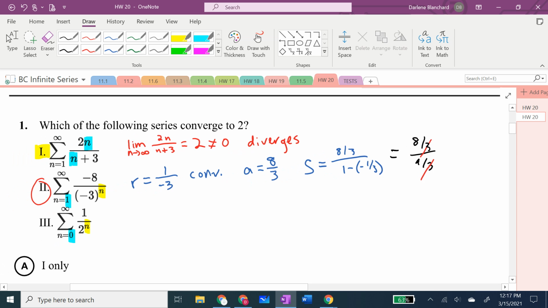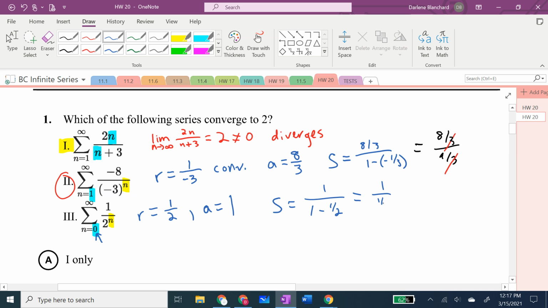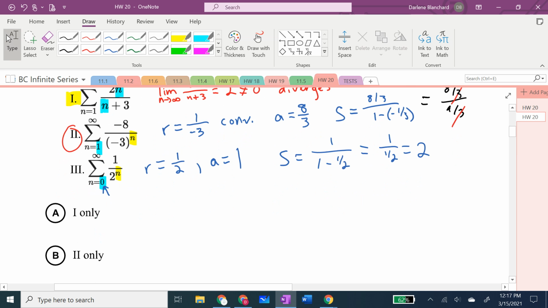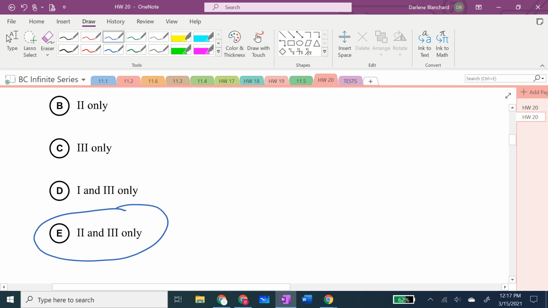Now the question is, does number 3 work? So again, what is R? R is 1/2. So it converges. What is the first term? Plug 0 in. When I plug in 0, I get 1. And then the sum formula is first term over 1 minus R. And that is also 2. So the 2 and 3 only would be the correct answer.